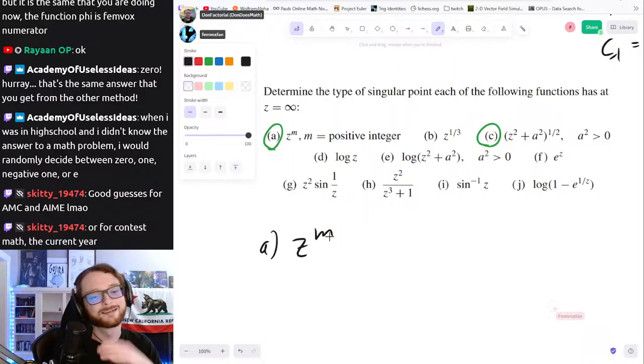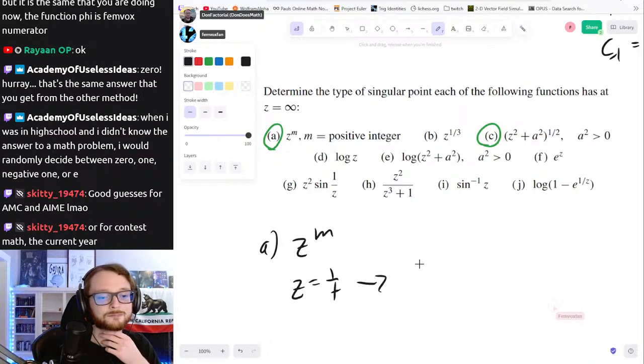And so if 1 over t to the m, that's just a pole of order m at 0. That means z has a pole of order m at infinity, I think. I think it's all the work we need to do for part A.